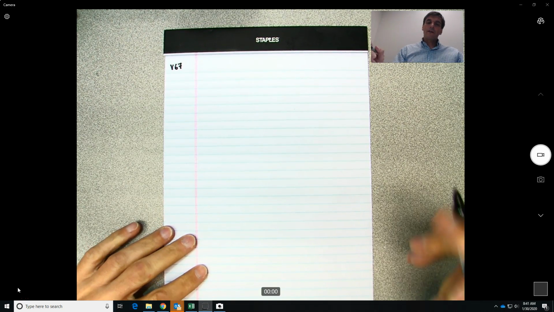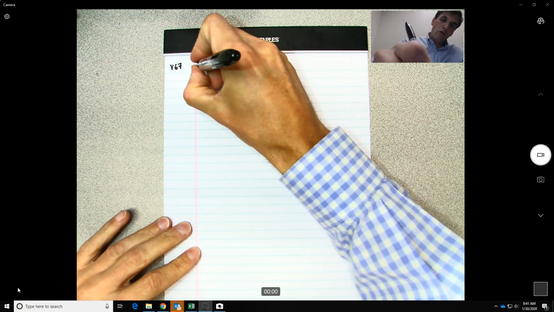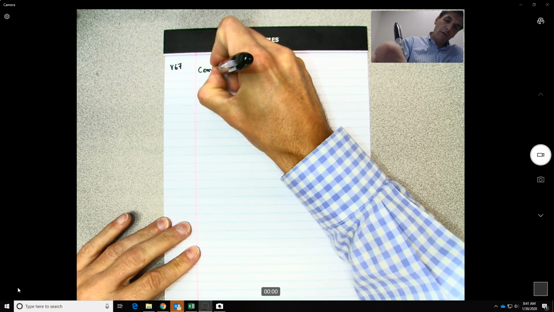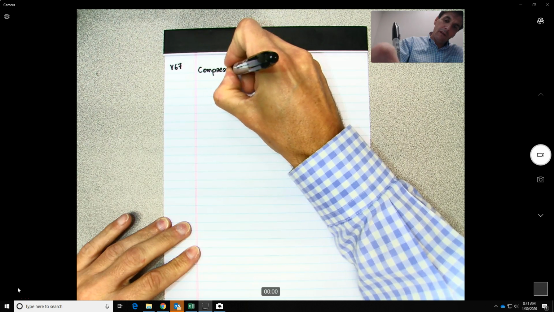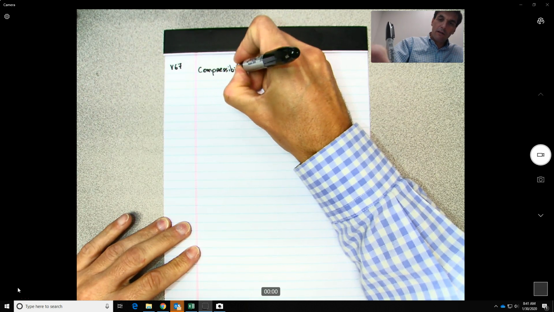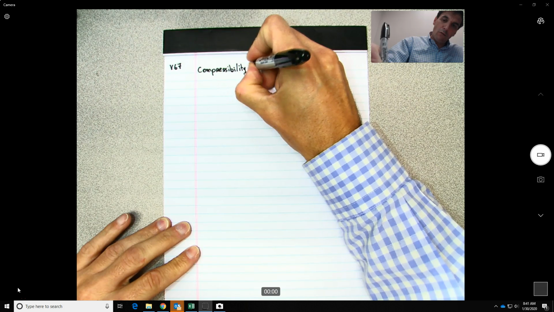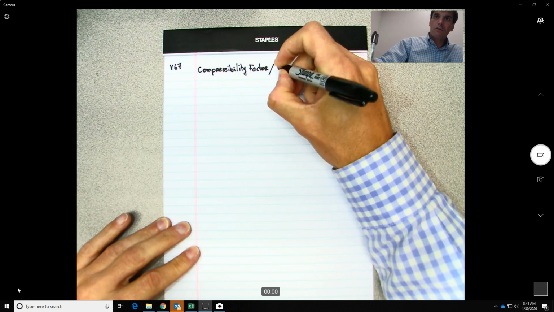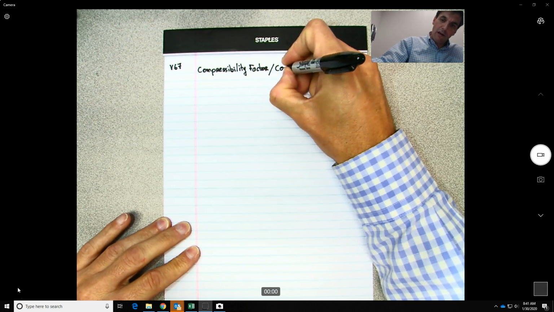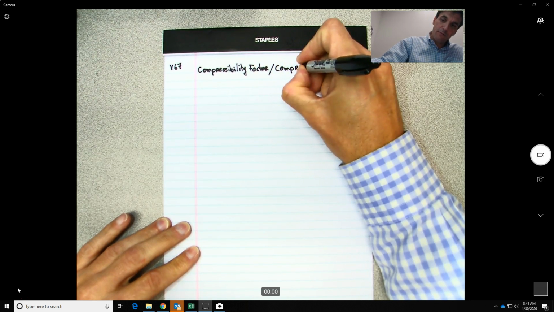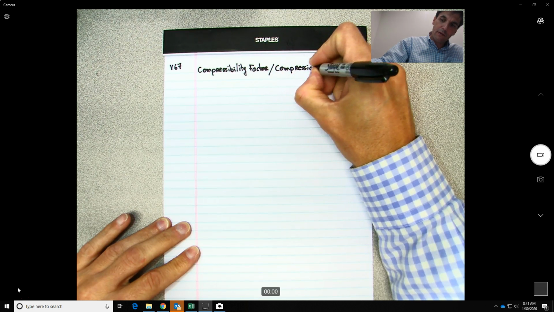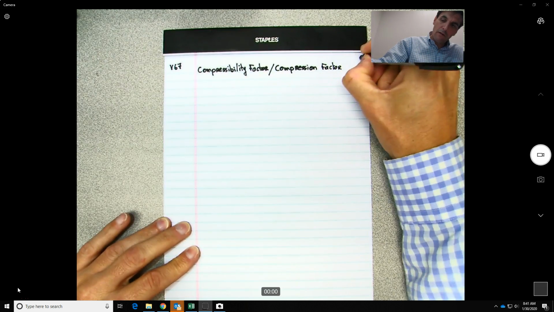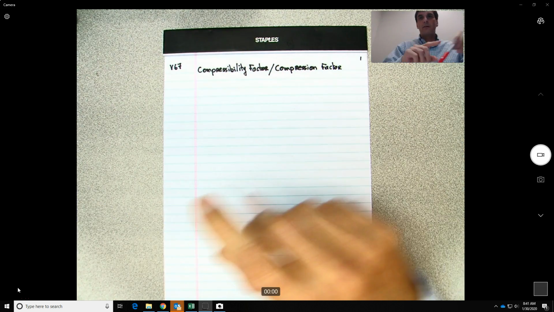Okay, so welcome back. Today we're going to look at the compressibility factor. This is really the word used in academics, but in real life it is more known as the compression factor. Okay, so what is this about?